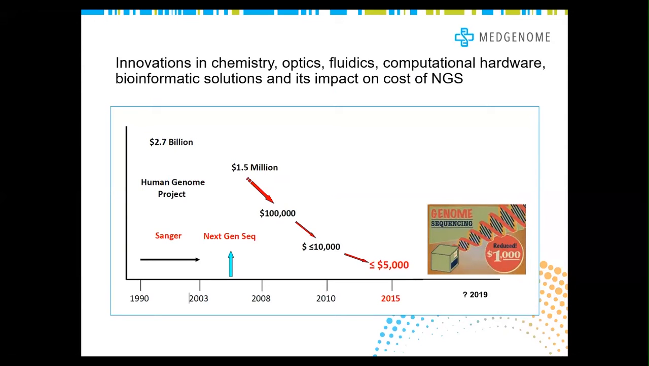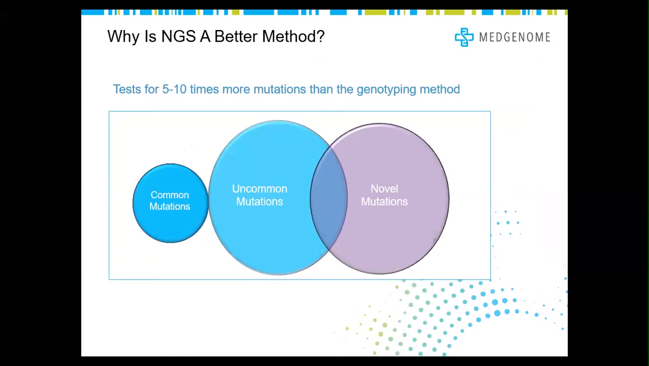So this is having a high acceptance rate for patients and for doctors to send for genetic testing. And it is definitely a better method than the original or the traditional genotyping method, because along with the common mutations, we can also test for the uncommon mutations, and day in and day out, we have come to diagnose novel mutations in various genes and disorders.